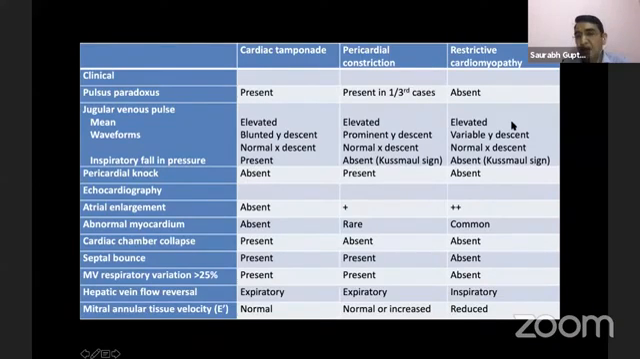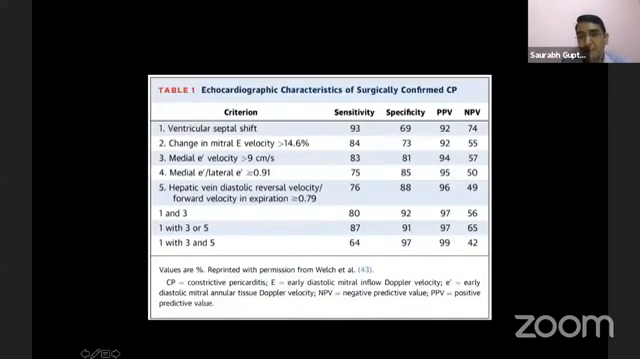As you can see, it is elevated in both waveforms. There will almost always be a prominent Y descent. In restriction, there is a variable Y descent, because that will depend upon whether the myocardium will allow relaxation and take the blood. Kussmaul sign will be present in both conditions. And as I said, hepatic vein flow reversal will be expiratory in pericardial constriction, while it will be inspiratory in restrictive cardiomyopathy.